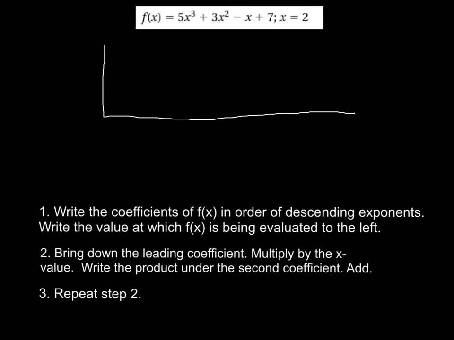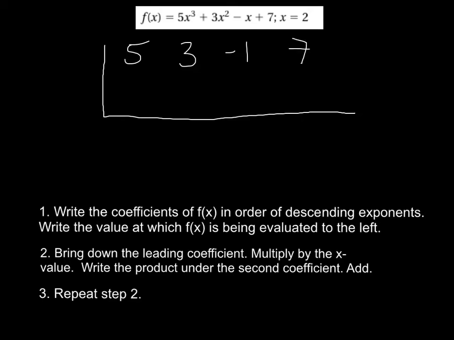Now we need to identify the coefficients of each term of this function. So our first coefficient, our leading coefficient here, is 5. Our second coefficient next to the x squared is 3. Our third coefficient attached to the x term is negative 1. And our fourth coefficient is just 7.